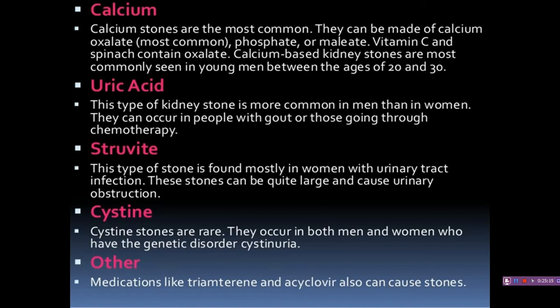Uric acid: this type of kidney stone is more common in men than in women. They occur in people who are suffering from gout or going through chemotherapy. Struvite stones: these stones are found mostly in women with urinary tract infection. These stones are quite large and cause urinary obstruction. Cystine stones are rare. They occur in both men and women who have a genetic disorder, cystinuria. Other medications like dimetrodine and acyclovir can also cause stones.